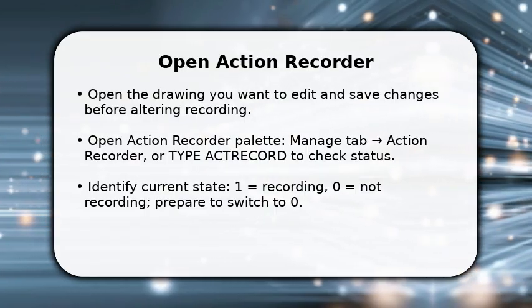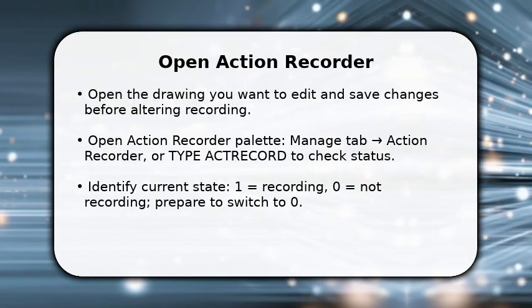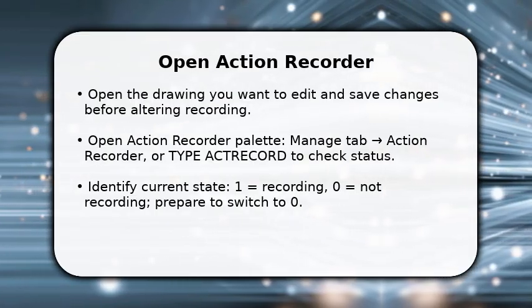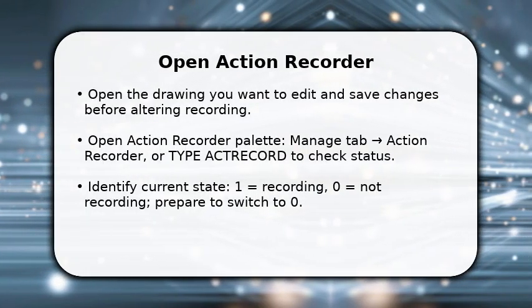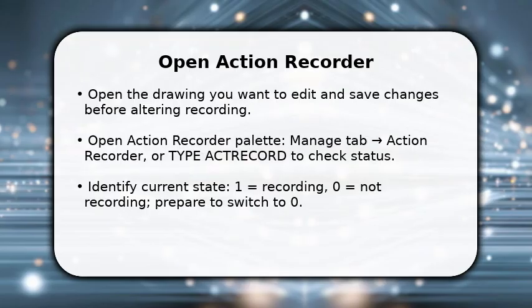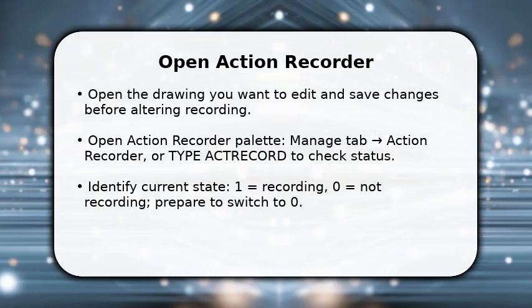A 1 means recording. Save your work before changing states, because turning recording off will finalize any macro. When ready, we'll switch Actrecord to 0, which tells AutoCAD to stop capturing actions immediately.